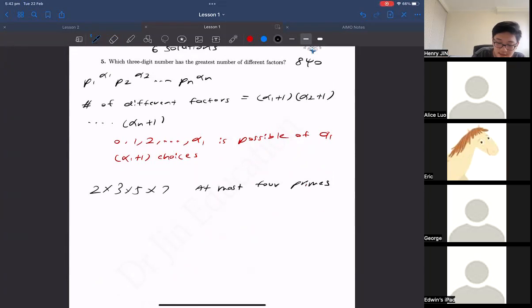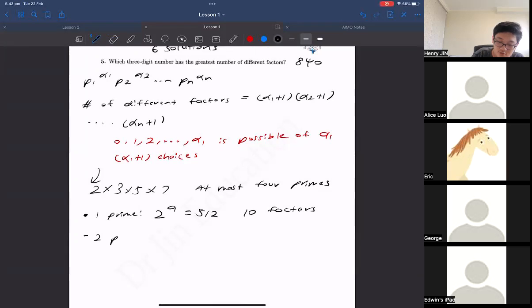So now we just divide into cases again. First case, we just have 1 prime factor. You always use 2, so it doesn't make sense to use anything bigger because it'll just make a bigger number. You should always go for the smallest. So how many 2s can fit? 2 to the 9 is 512. Anything bigger and it's not a 3-digit number anymore. So that's 10 factors.